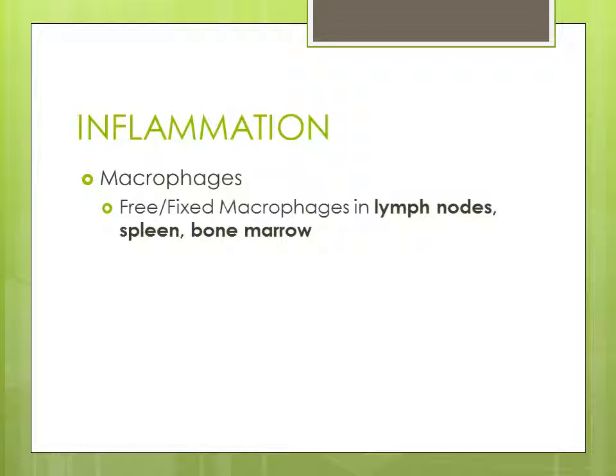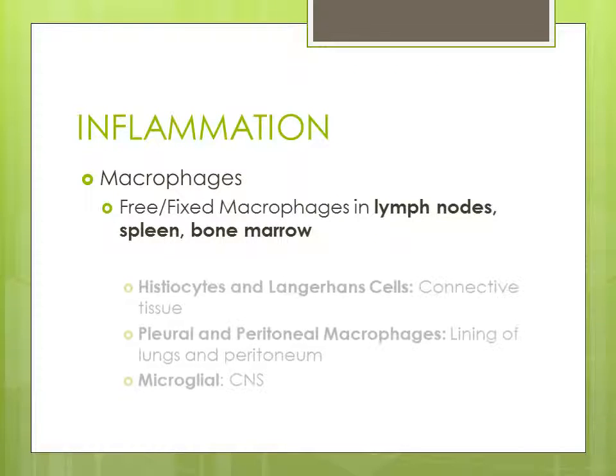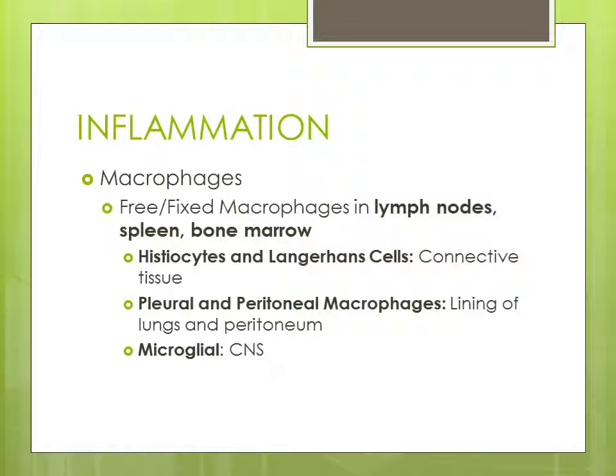And then you have your fixed macrophages in your lymph nodes, your spleen, and your bone marrow. And you have histiocytes and Langerhans cells in your connective tissue. Remember, Langerhans cells were also known as dendritic cells, right? They're found in the mucous membranes, and they pick up debris or garbage, remember?